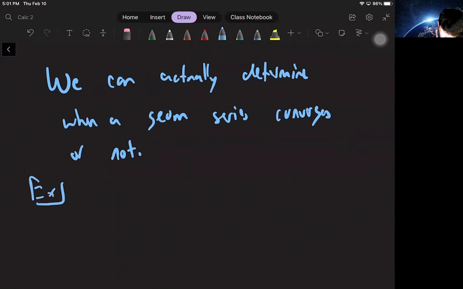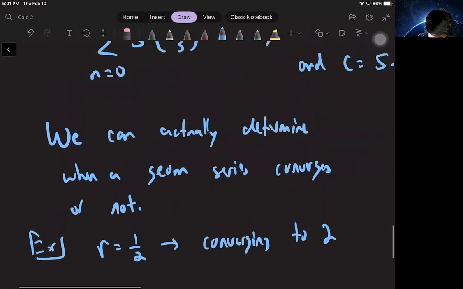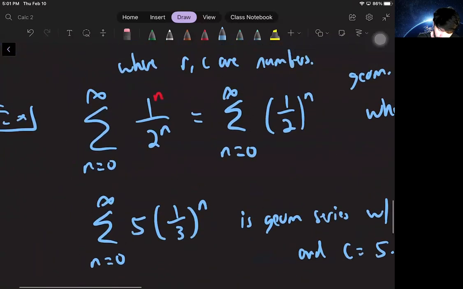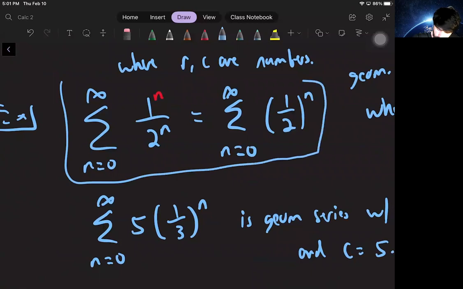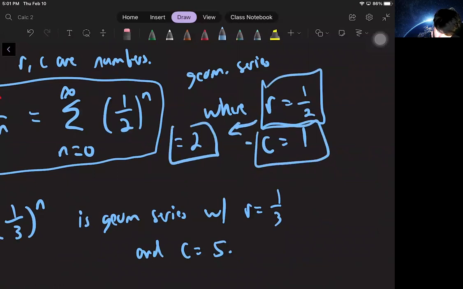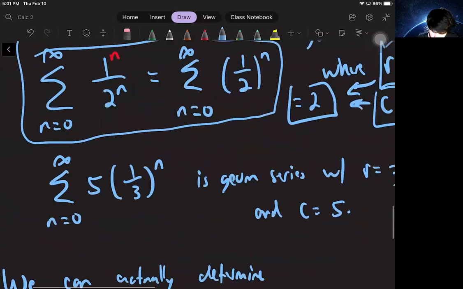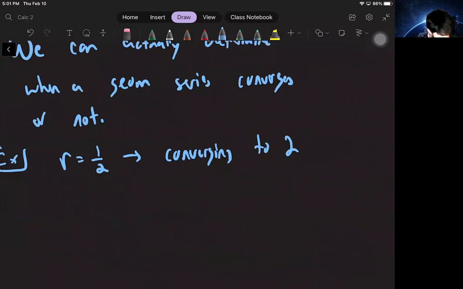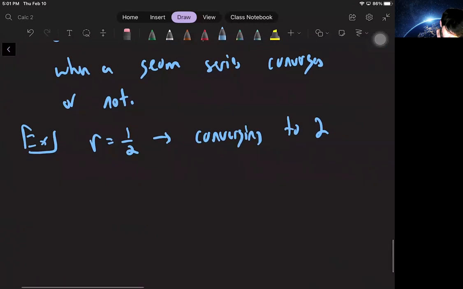We already know one. When r was 1/2, we ended up with converging to 2. That's what we did the other day. So that's this one. We said that this turned out to just equal 2. So for r being 1/2 and c being 1, we know that it converges to 2. Okay. So maybe that'll hint at what to do. Let's see if we could figure out some other ones.